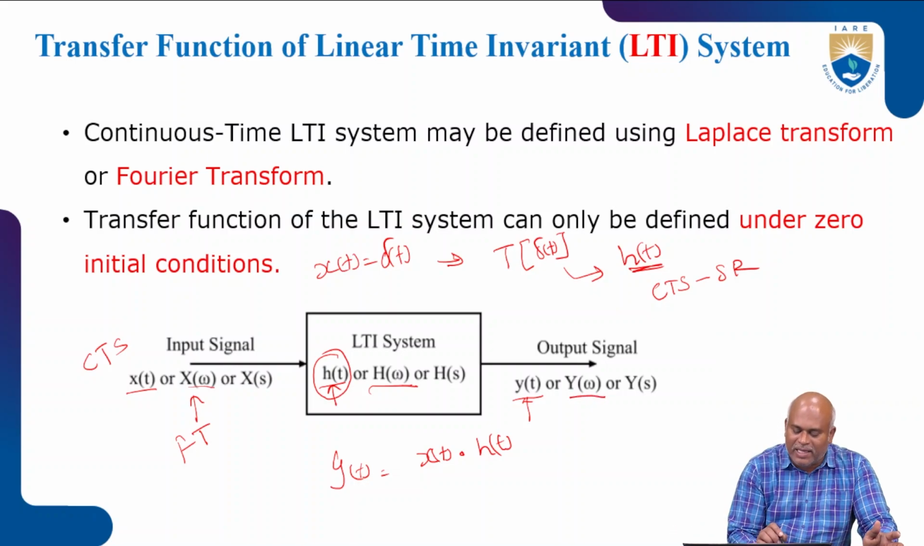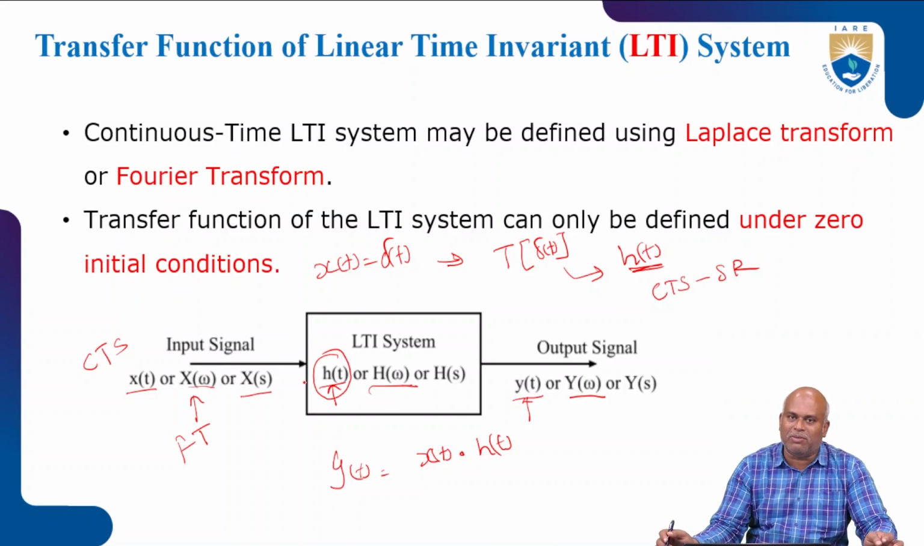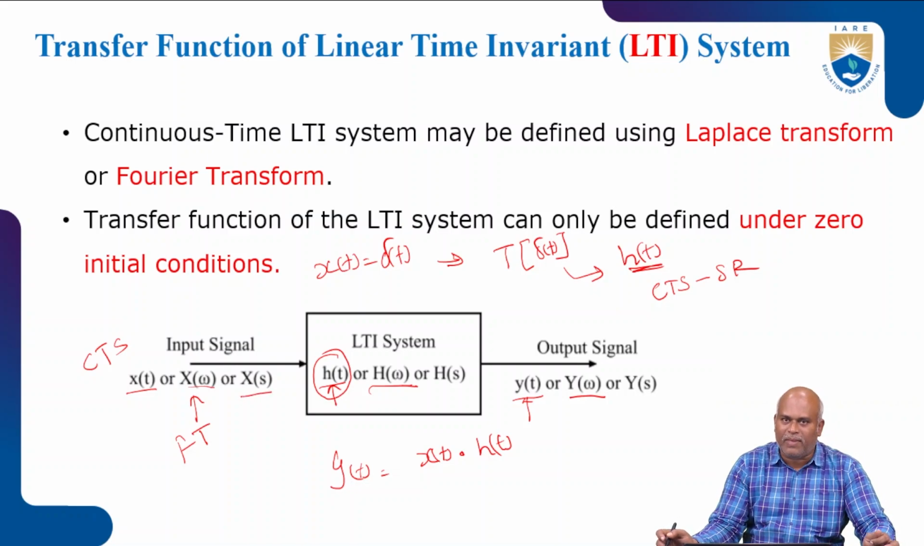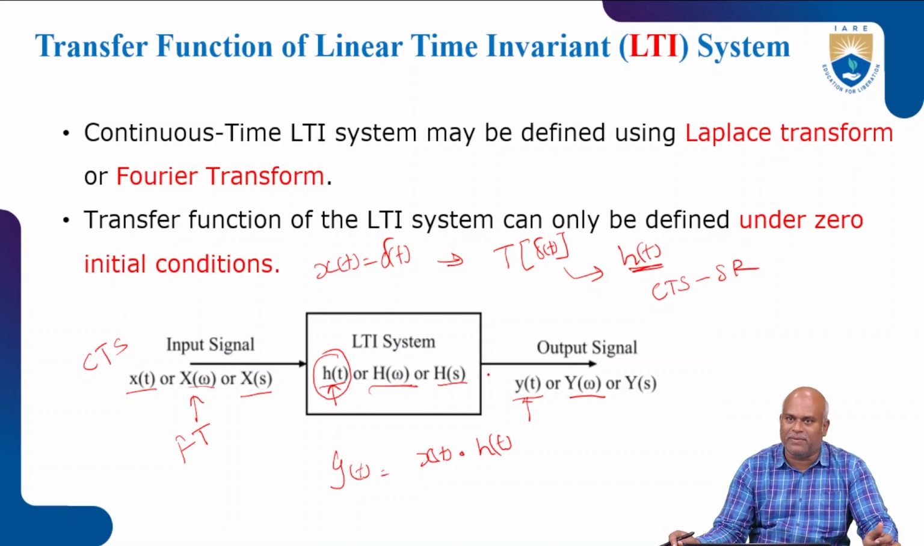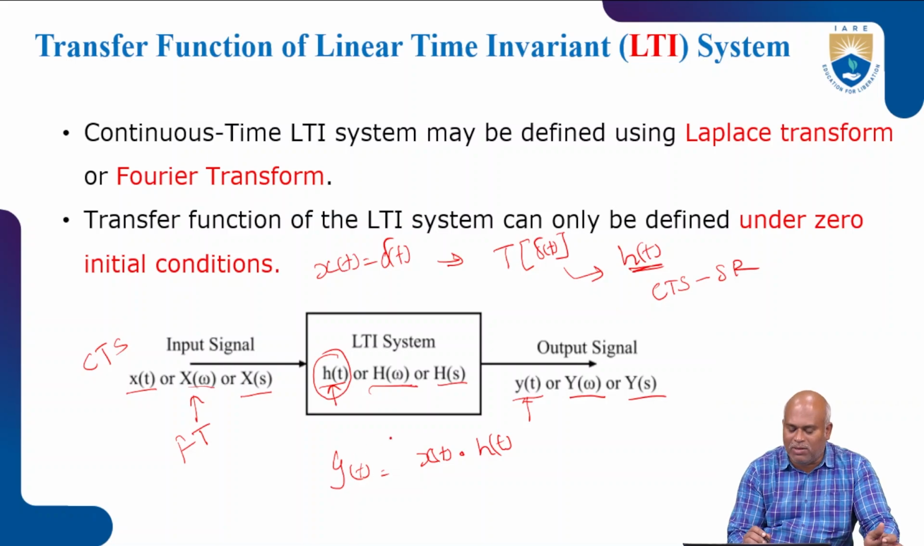Next we take the Laplace domain, that is X of s. Its system response is represented as H of s, and it produces the output Y of s. Now I will write down the Fourier transform as well as the Laplace transform one by one.